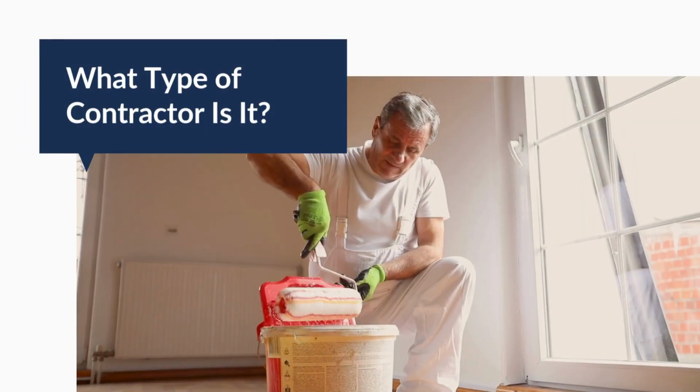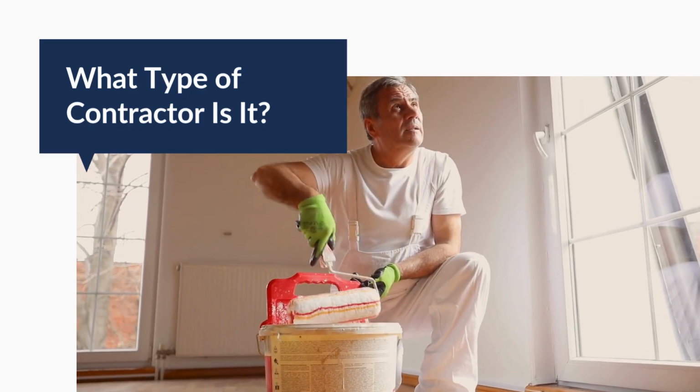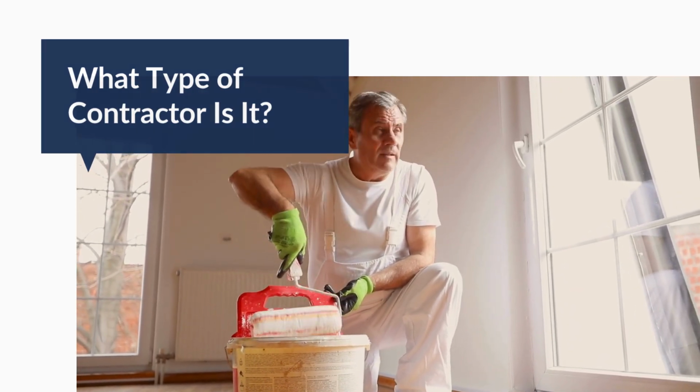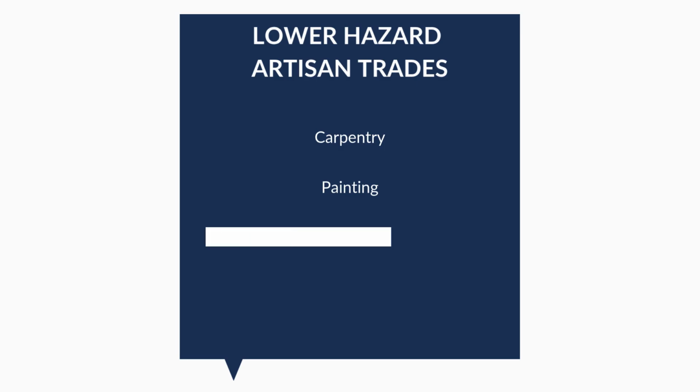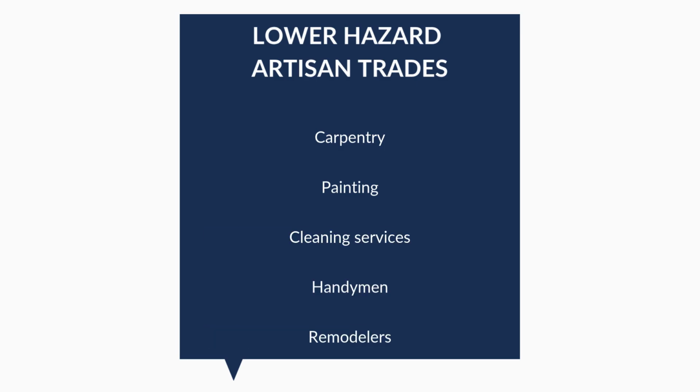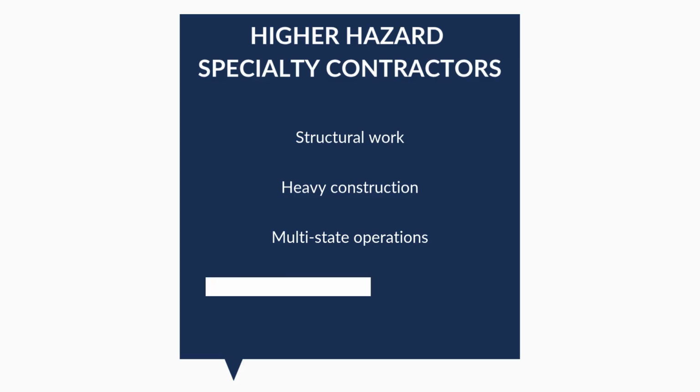Next, underwriters evaluate the contractor's operations. Not all contractors present the same level of risk. For example, lower hazard artisan trades can include carpentry, painting, cleaning services, handymen, or remodelers, while higher hazard specialty contractors can include structural work, heavy construction, multi-state operations, or large commercial projects.